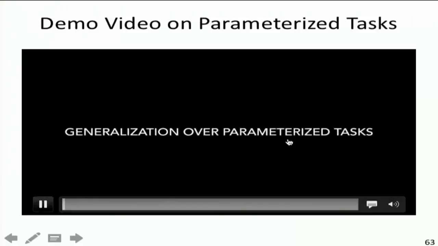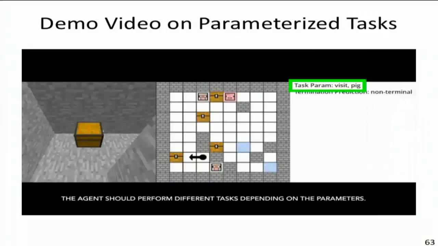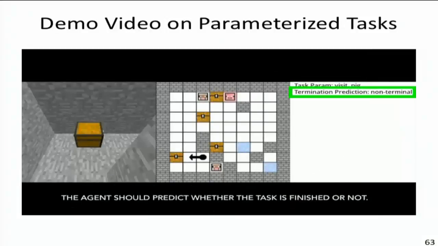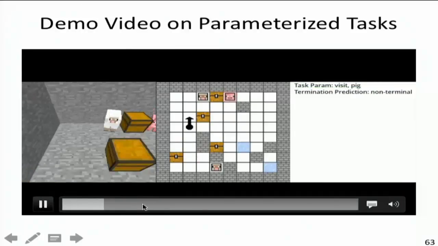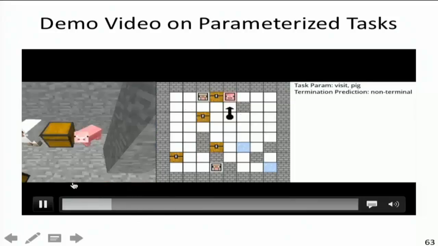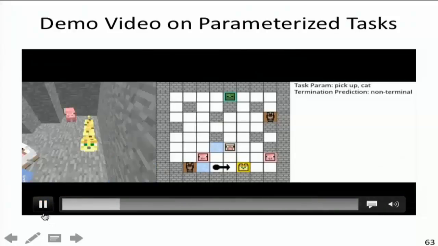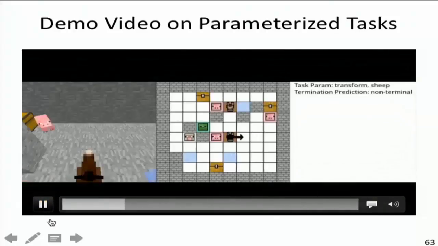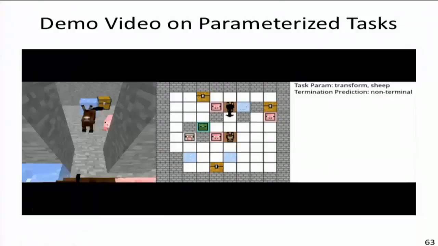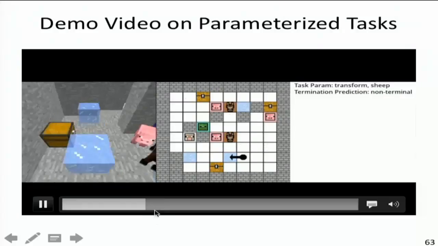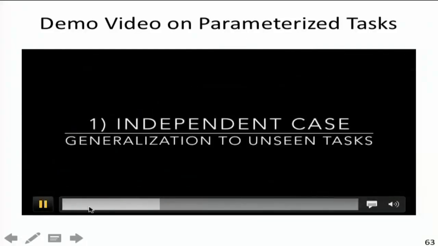So here is some video. Independent means that you can perform one action on any kind of object. It is trying to visit the pig. The pig is around here, so the agent looks at this first-person view environment and goes to the pig. Then at the end of the execution, it says it's terminal. And similarly for different types of objects. And it can do this type of generalization.